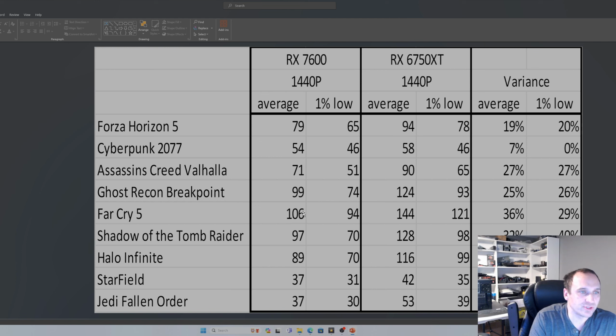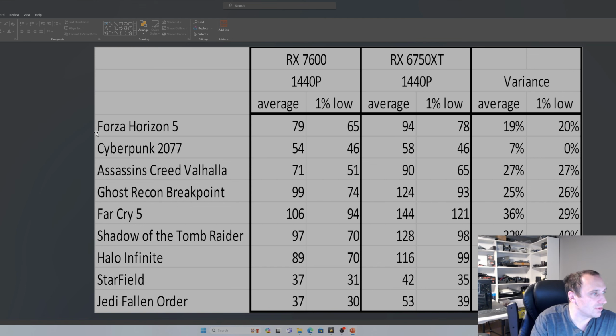On the older game side, the 7600 does fine with older games: 106 FPS for Far Cry 5, 97 for Shadow of the Tomb Raider, and also Halo Infinite and Ghost Recon Breakpoint. Still getting really good performance at 1440p, but the 6750 XT does so much better.